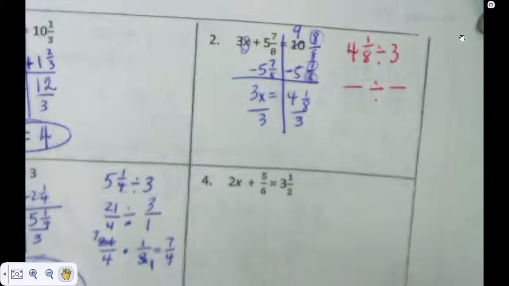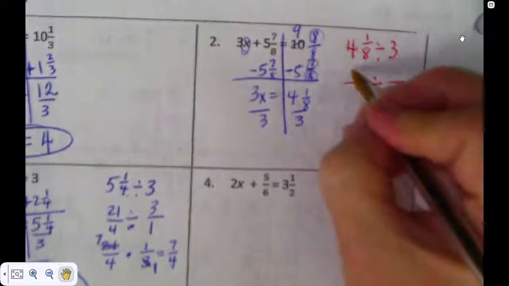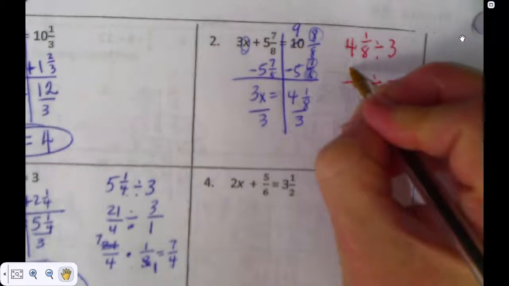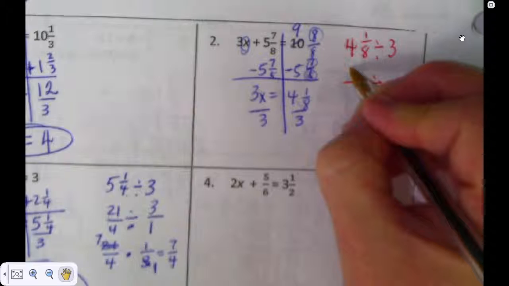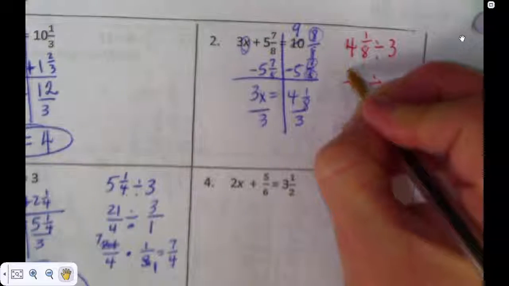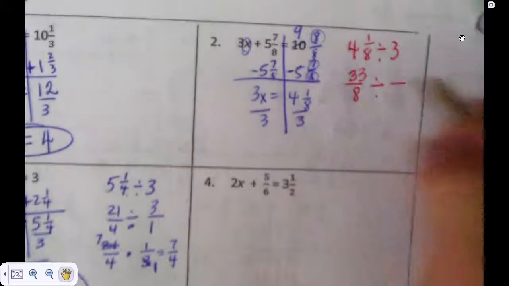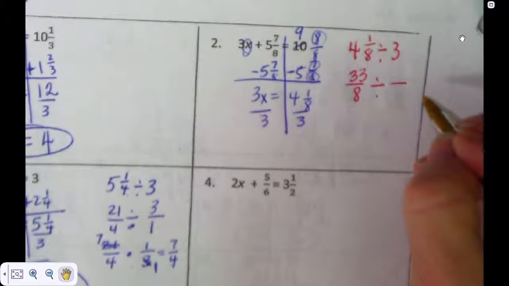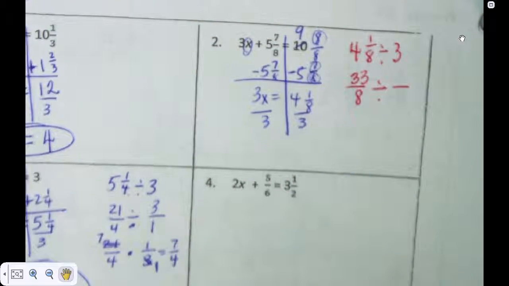What is 4 and 1/8? That's a fraction. As a fraction, I cannot change it to a decimal. When it's fractions, I want to work fractions. What is it? 33/8. Everybody should know how to get 33/8.